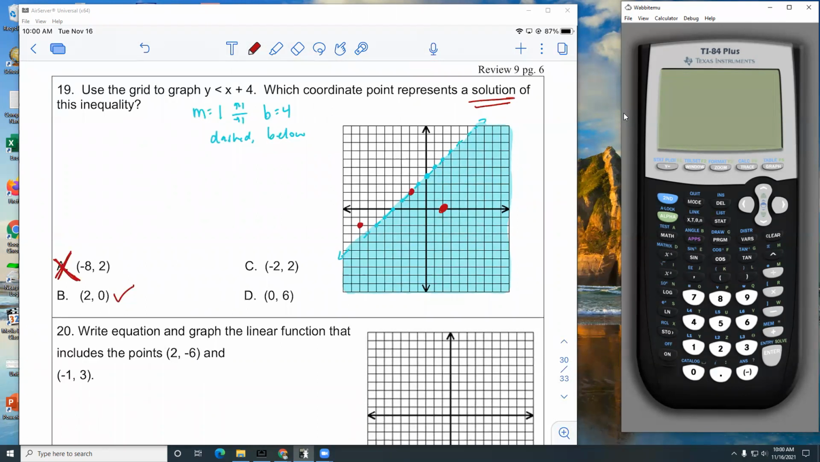But here's the thing. With a dashed line, if it is on the line, it is not a solution. So that does not work for a dashed line. Then let's do 0, 6. Up 1, 2, 3, 4, 5, 6. Nope, not in there. So my answer's got to be B.